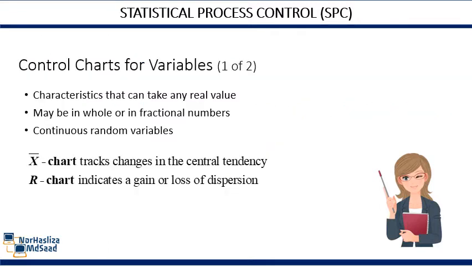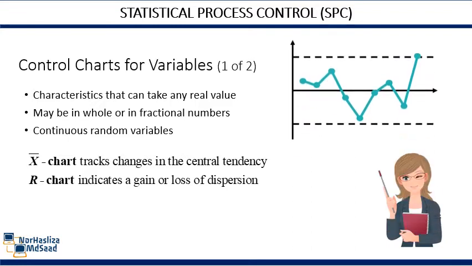The variables of interest here are those that have continuous dimensions. They have an infinite number of possibilities. Examples are weight, speed, length, or strength. Control charts for the means, x-bar, and the range, R, are used to monitor processes that have continuous dimensions.